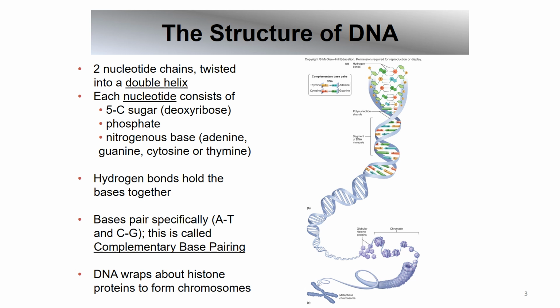The structure of DNA is two nucleotide chains twisted into a double helix. Each nucleotide, once again, has the sugar, which is deoxyribose, a phosphate, and a base molecule. In the middle, the bases are attached for DNA. Hydrogen bonds are holding the bases together. A attaches to T, and C attaches to G. This is called complementary base pairing.